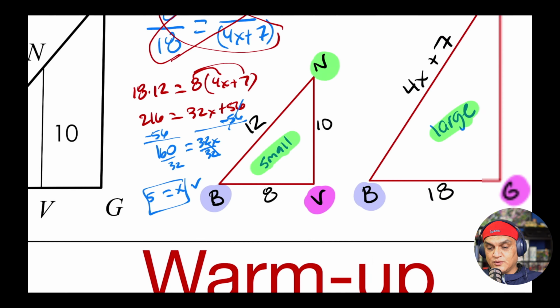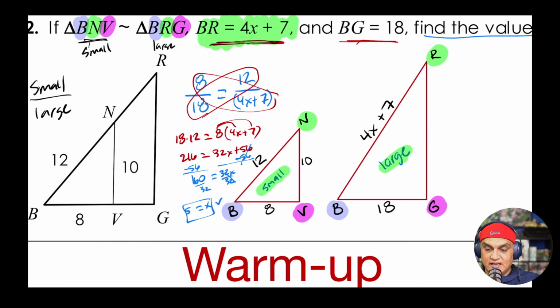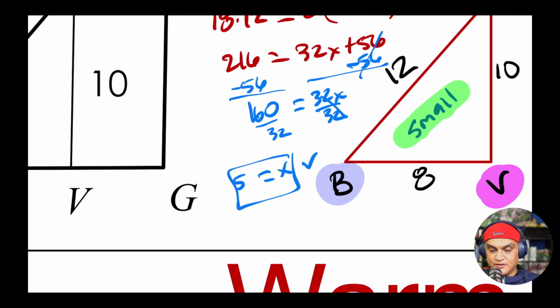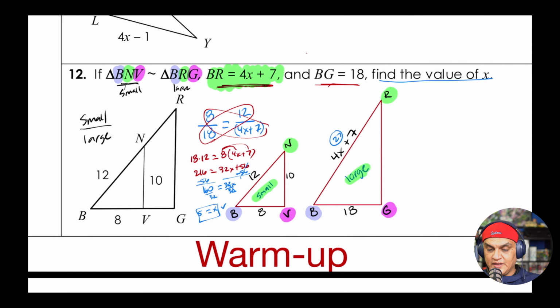Now, if they were to ask what the length of BR is, I would just take my x and plug it into here. 4 times 5 is 20 plus 7, and I would say it's 27. But that's not what they asked for. Always go back to see what they asked for. Are they asking for the x, or are they asking for the side length? In this case, they're asking for the x, so I'm done. If they're asking for the side length, I'd have to plug it in to find that side.